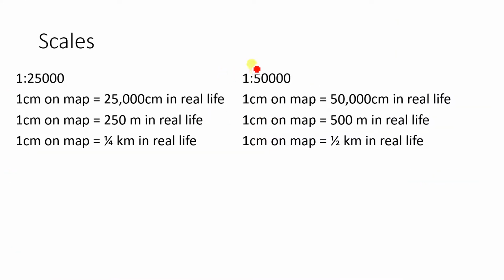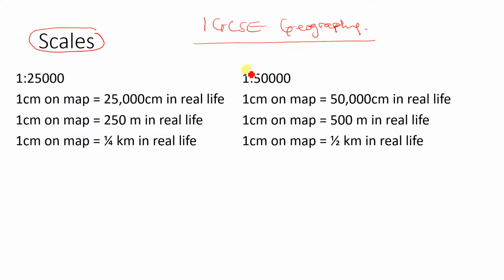Now, another very important thing we need to look at in this same map reading is scales. Now, for IGCSE geography, that's for the Cambridge specification, there are only two scales that come out in the exam. That is being used in OS maps, which are Ordnance Survey maps. You have a scale of 1:25,000 and a scale of 1:50,000.